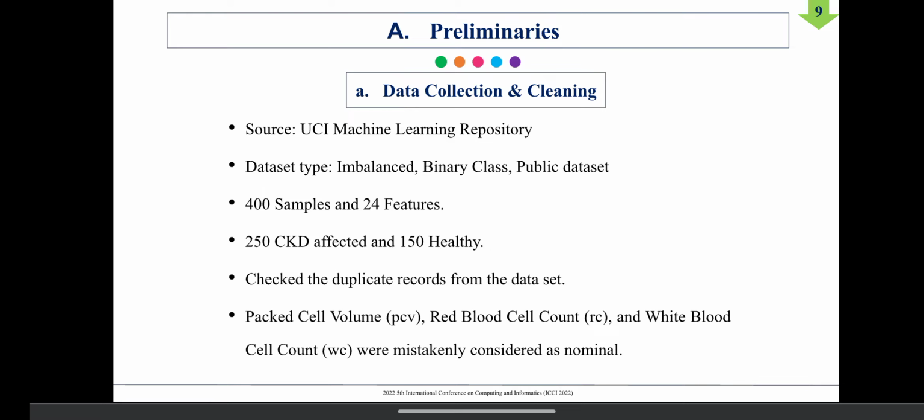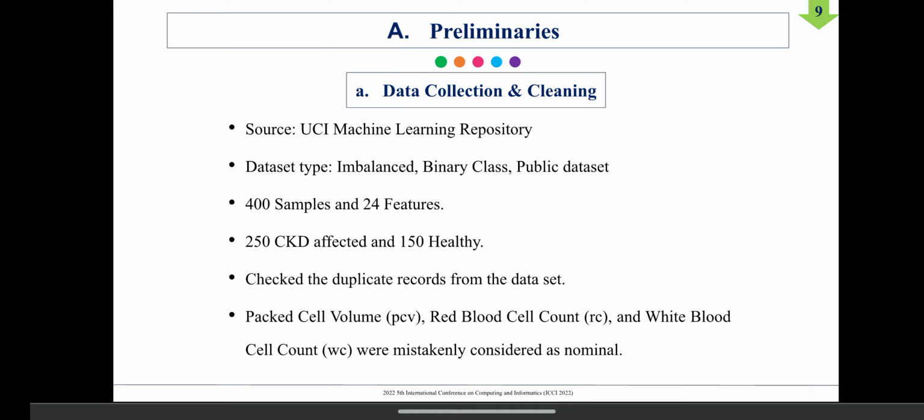Now, preliminaries. The preliminaries to building the models are specified in this subsection, which describes the dataset and the working environment. Data collection and cleaning. We have collected an imbalanced and binary class dataset named Chronic Kidney Disease dataset from the UCI Machine Learning repository. The dataset has 400 samples and 24 features, where 250 belong to CKD and 150 belong to not CKD.